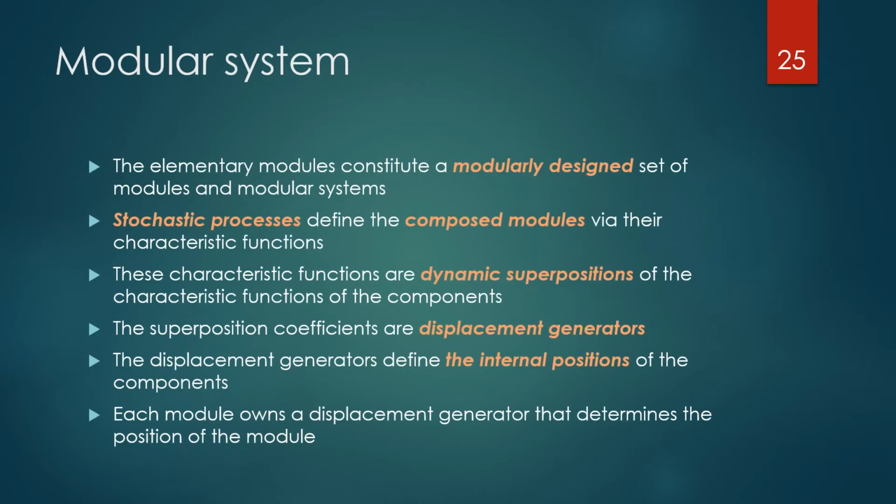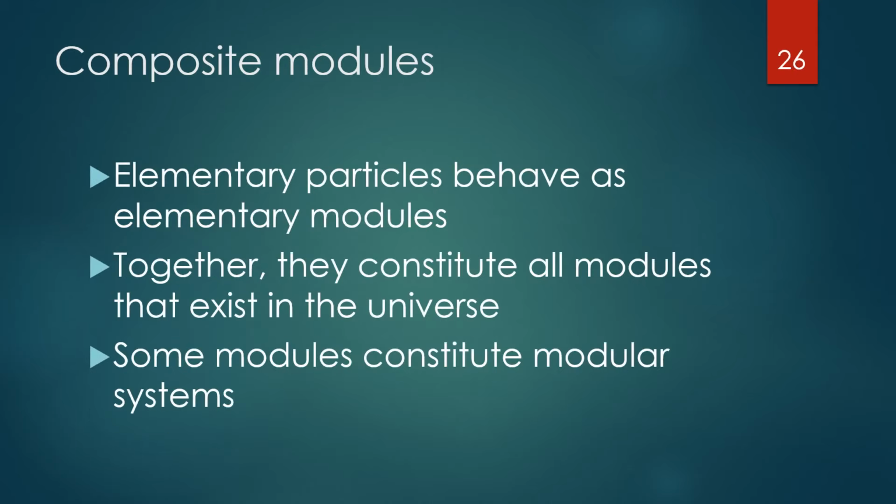The elementary modules constitute a modularly designed set of modules and modular systems. Stochastic processes define the composed modules via their characteristic functions. These characteristic functions are dynamic superpositions of the characteristic functions of the components. The superposition coefficients are displacement generators. The displacement generators define the internal positions of the components. Each module owns a displacement generator that determines the position of the module.